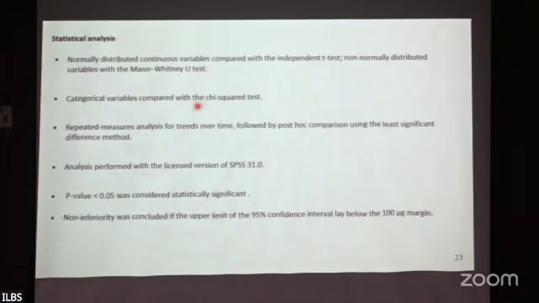Statistical analysis: normally distributed variables were assessed using the independent t-test and non-normally distributed variables with the Mann-Whitney test. Categorical variables were compared using the chi-square test. SPSS 31 was used and a p-value of less than 0.05 was considered statistically significant. Non-inferiority was concluded if the upper limit of the 95% confidence interval lay below the 100 microgram margin.